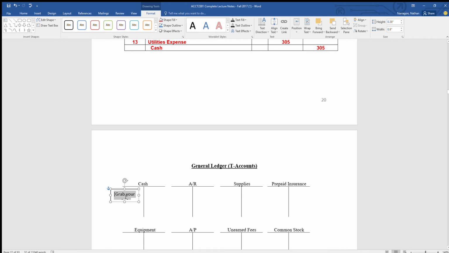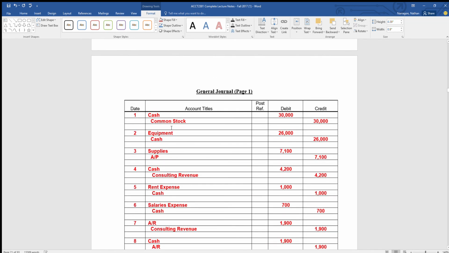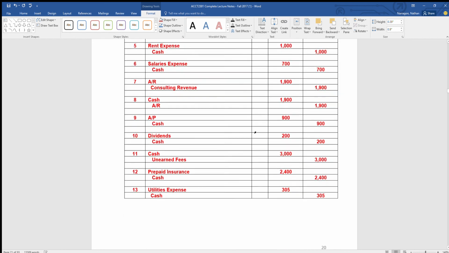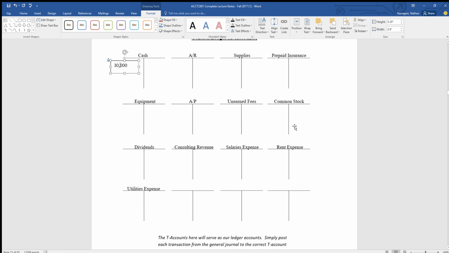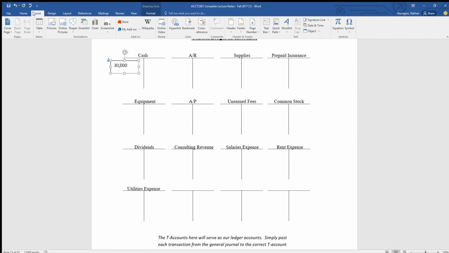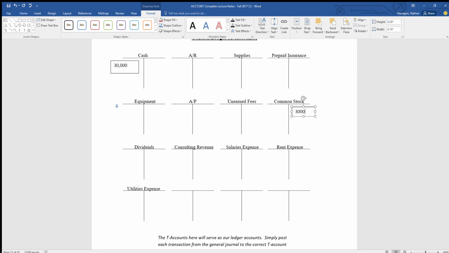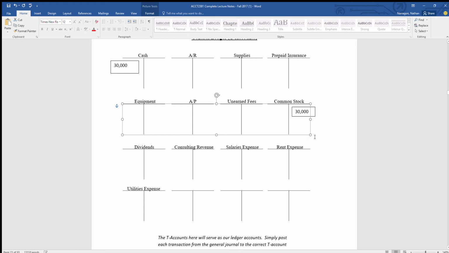So here I put $30,000 right there for cash, and then I'll look at the other account, common stock. So I'll find common stock, and I'll do the same thing. For me, I have to do it this way, but for y'all, I would just say print this out and actually do it. It's right here, $30,000. Boom. That's my first journal entry.